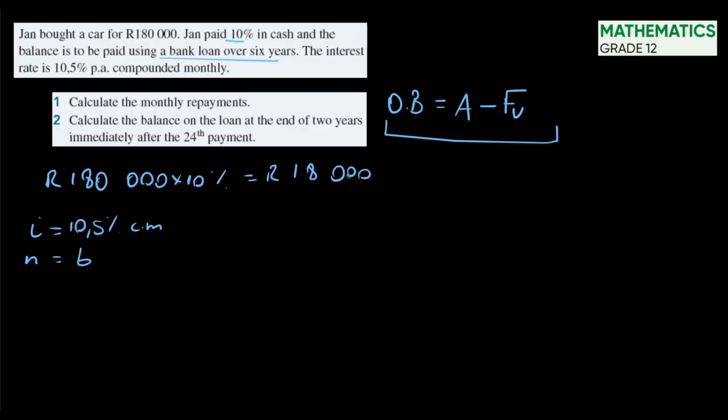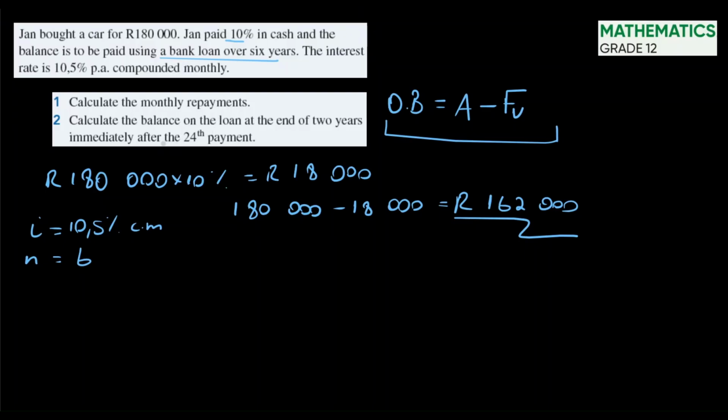18,000. To get the balance, we're going to say 180,000 minus 18,000, which will give us the figure that you'll finance through the bank. This will give us 162,000, meaning that's the loan amount. So the first question says calculate the monthly repayments.